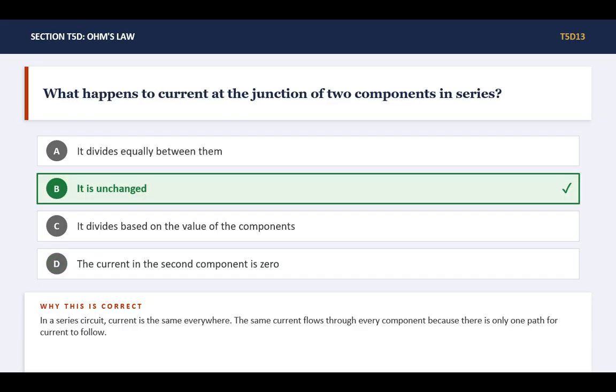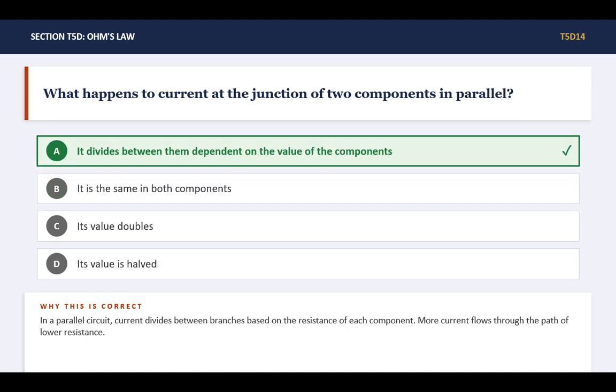What happens to current at the junction of 2 components in series? B, it is unchanged. In a series circuit, current is the same everywhere. The same current flows through every component because there is only one path for current to flow. What happens to current at the junction of 2 components in parallel? A, it divides between them dependent on the value of the components. In a parallel circuit, current divides between branches based on the resistance of each component. More current flows through the path of lower resistance.